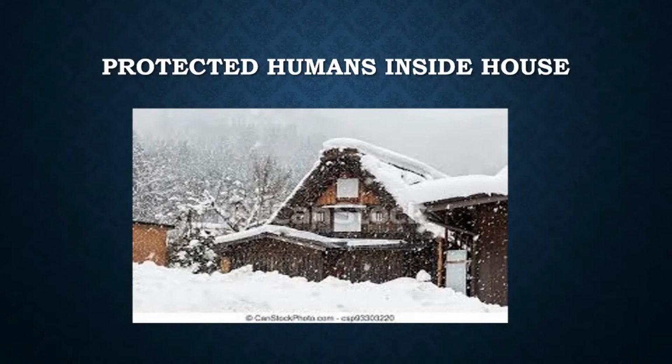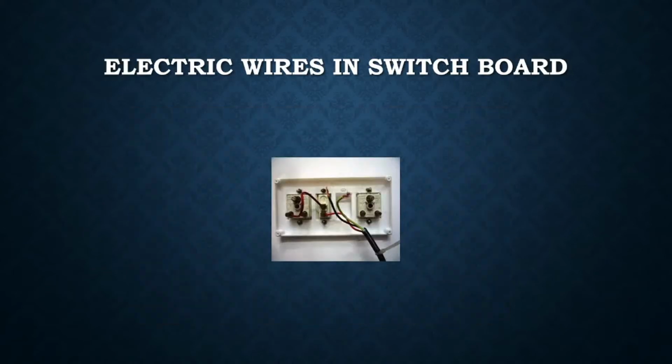The next example, you can see a protected human inside the house. In case of heavy rain, heavy snowfall, or high temperature in the winter season, we protect ourselves in the house, right? In the next example, we can see electric wires in the switchboard. There are lots of wires inside the switchboard. What if we keep them as open wires? Anyone could be harmed, right?